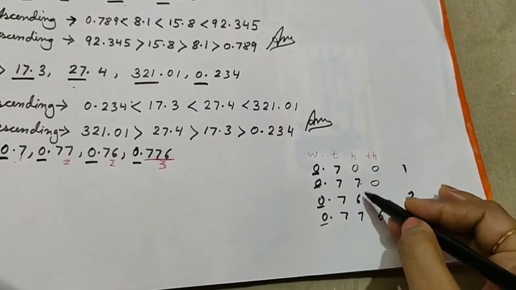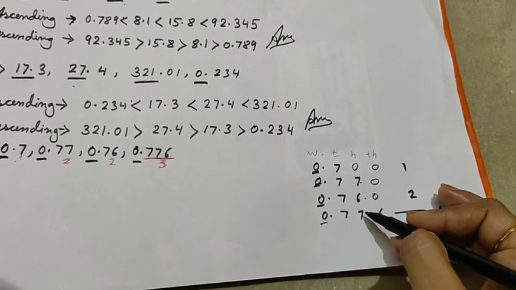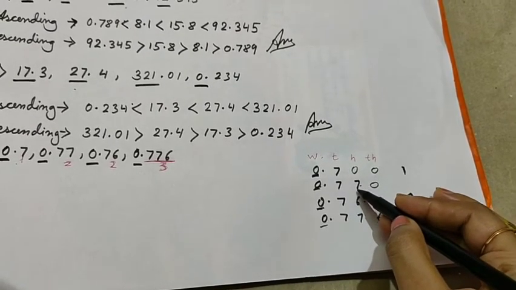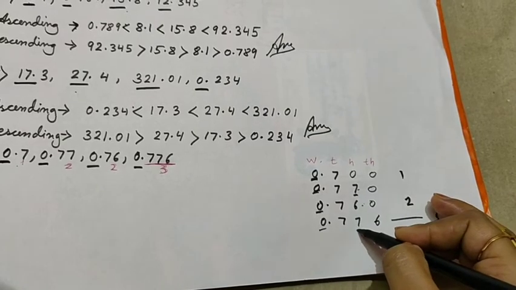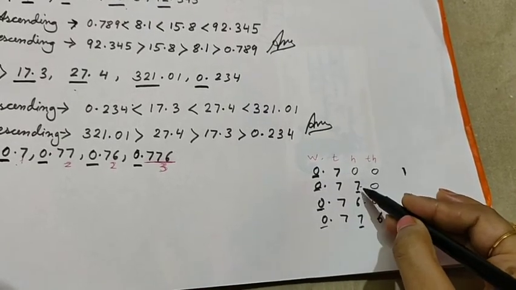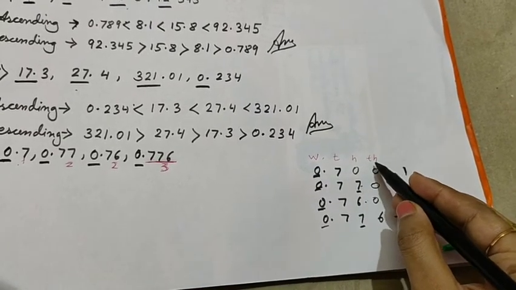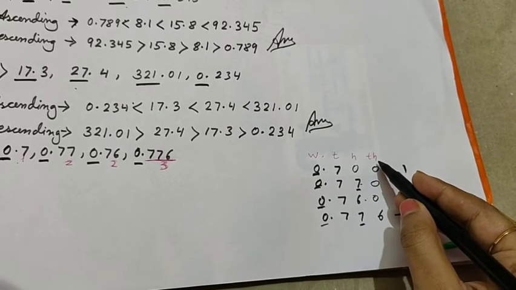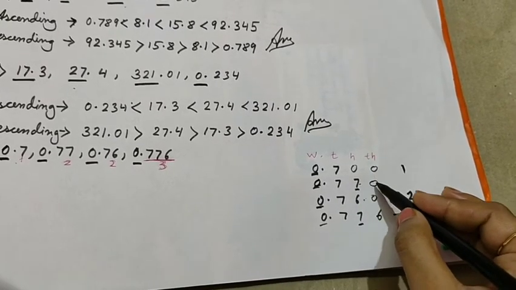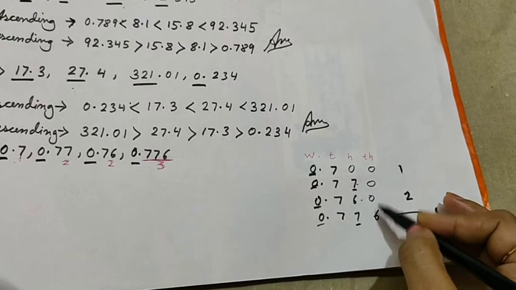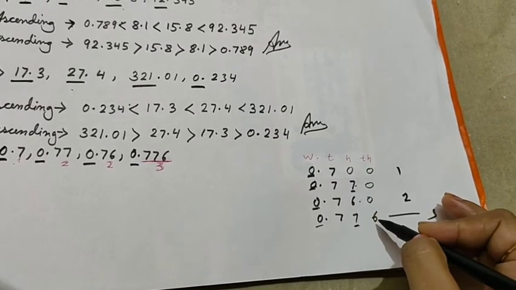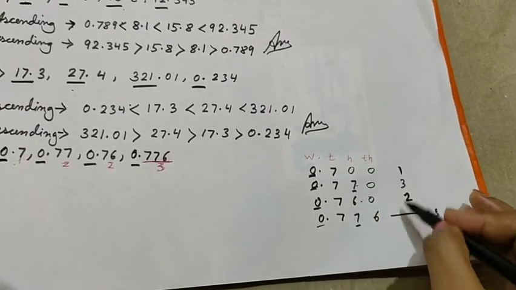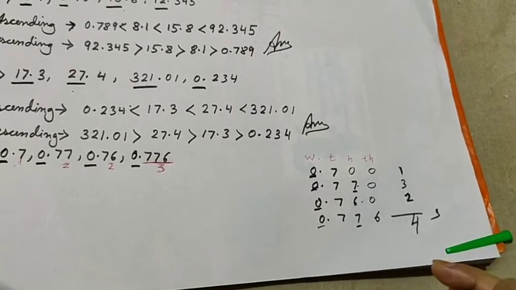But here there are two 7s. So let us compare this part now. Here also 7, here also 7. So both are same. So what we will do, we will compare the thousandths part. Now in the thousandths part, here it is 0, here it is 6. So 0 is less than 6. So this is third and this is fourth.